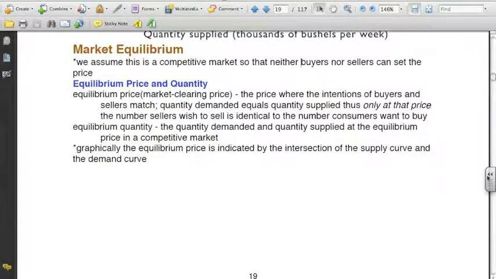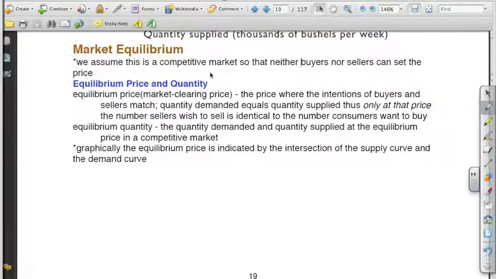For the market equilibrium, it's very important that we remember we're looking at a competitive market. So remember we have multiple buyers and sellers, and neither of them can set the price because they're acting independently. So this entire idea of finding out where we stop, or where marginal cost and marginal benefit no longer change, is this idea of equilibrium price and equilibrium quantity.